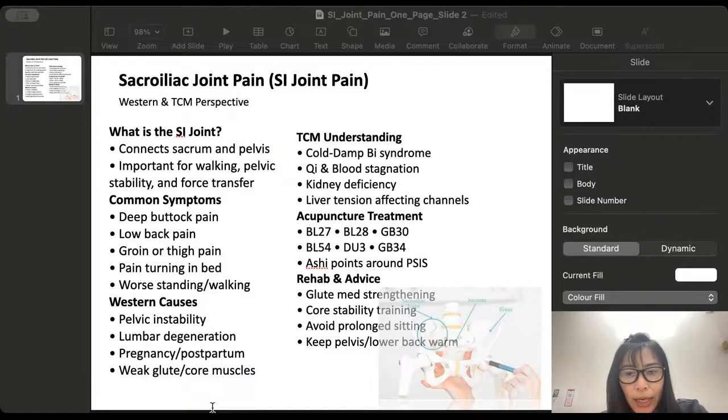Some patients, actually a lot of patients, tell me that the pain feels worse at night. Why? This is very common. The patients say, I can manage during the day, but once I lie down, the deep ache starts. Because the SI joint is a stabilizing structure. During the day, muscles help support it, but at night, muscles relax, then the underlying instability becomes more obvious.